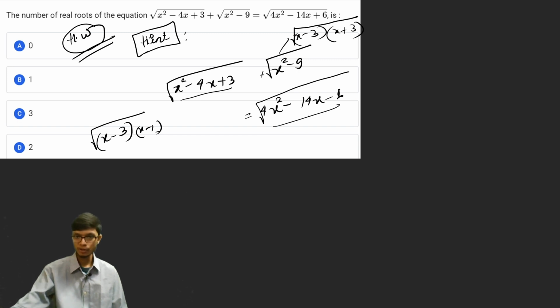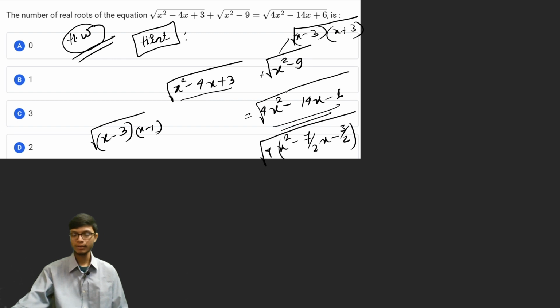But for this particular term, if you take 4 common, you'll get x square minus 7 by 2x minus 3 by 2. Now you can factorize this particular expression, and then you get one of the factors x minus 3. And if you have x minus 3 square root, you can cancel on both sides. What does cancelling imply? It implies putting that parameter value equal to 0, that is x minus 3 is equal to 0. So you will firstly get one solution as x is equal to 3.